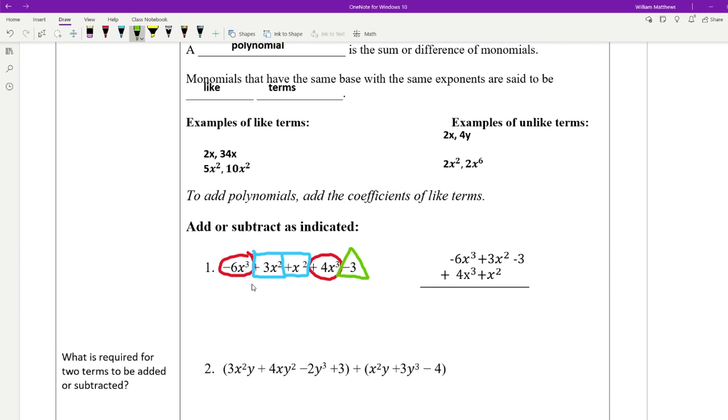the like terms. When you do this, you always want to start with the highest power of your variables and alphabetical. In this case, they're all the same variable with no variable at the end. The highest power is our cubed, so we'll combine those. This is a -6 plus 4 for our x cubed. -6 plus 4 is a -2. And this is our x cubed term.